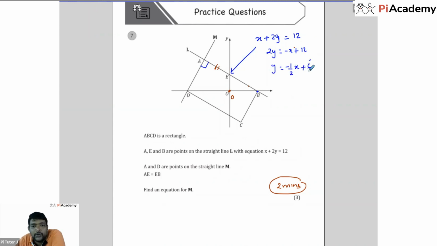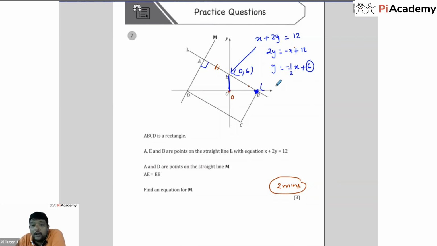So you see the y-intercept is 6. So therefore this distance is 6. So therefore this point would be 0, 6. Is it correct? Now here you see this point is on the x-axis. So the y-coordinate is 0, right? A point on the x-axis has y-coordinate 0. So therefore for this point, equate y to 0.